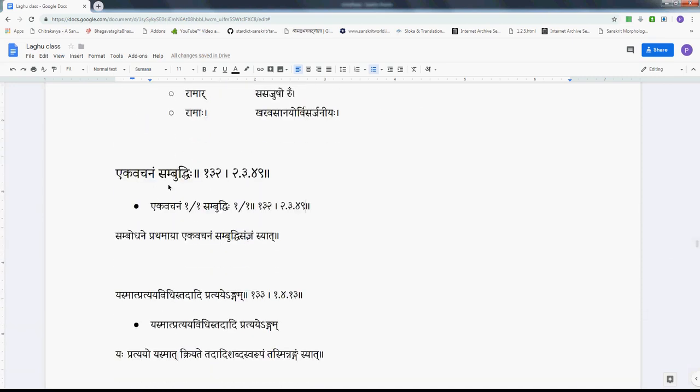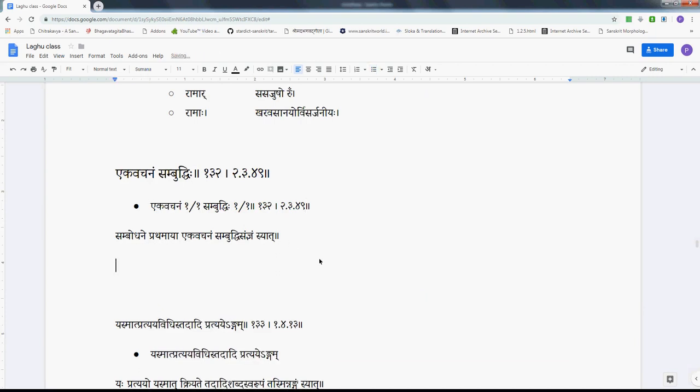Therefore, he introduced the sutra Ekavachanam Sambuddhi. So when you add Rama plus Su, for Rama Shabda you would add Su. But this Su pratyaya is not in the sense of Prathama Vibhakti, but Prathama Vibhakti Sambodhana. It will be a Sambodhana pratyaya, so I'll just say Sambodhana here. Sambodhana Prathama Ekavachana is called Sambuddhi. Sambodhane prathamayaha ekavachanam sambuddhi sanjnam syat. So it's a Sanya sutra, which gives the Sambuddhi Sanya to the Sambodhana Prathama Ekavachana. This is what I had mentioned last time when we closed the class.